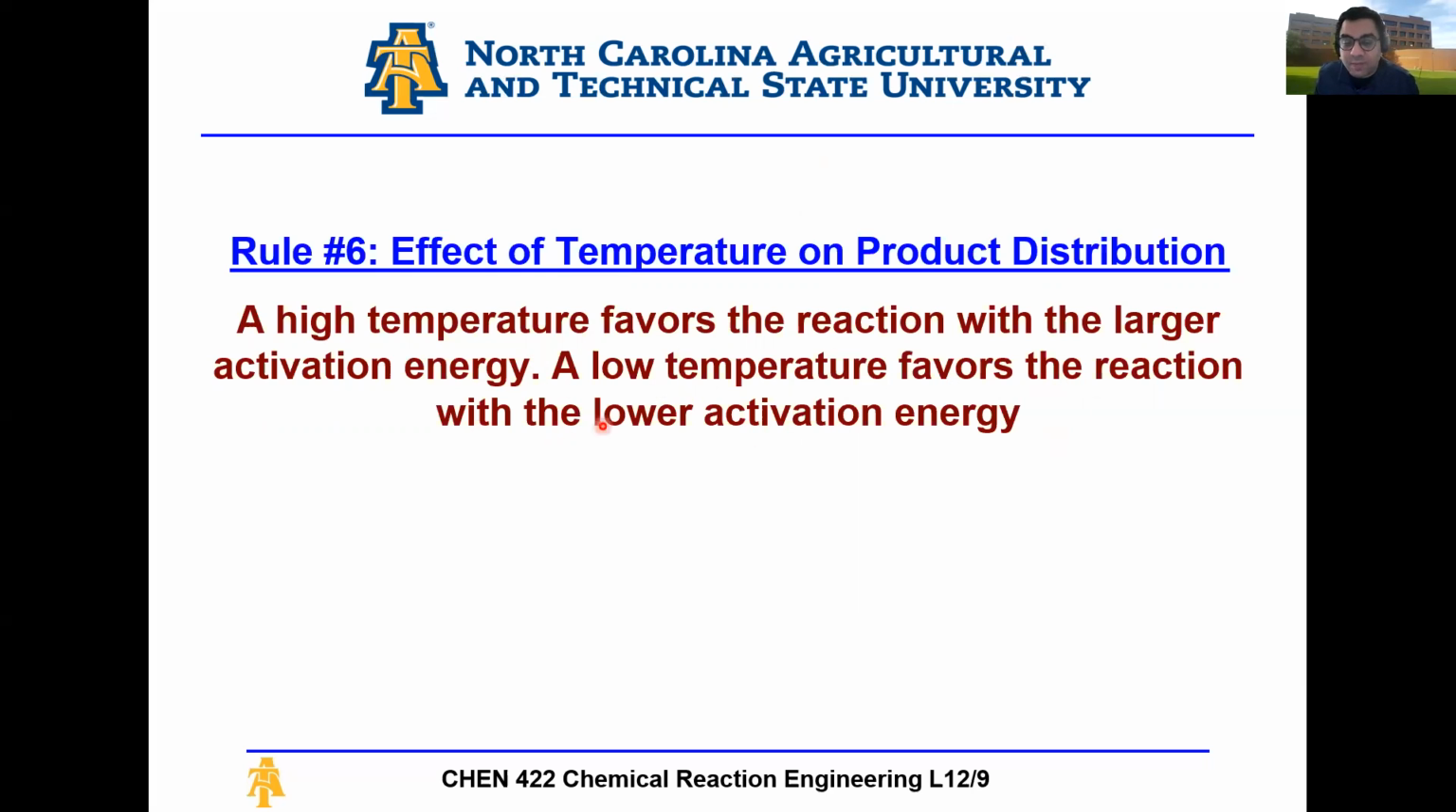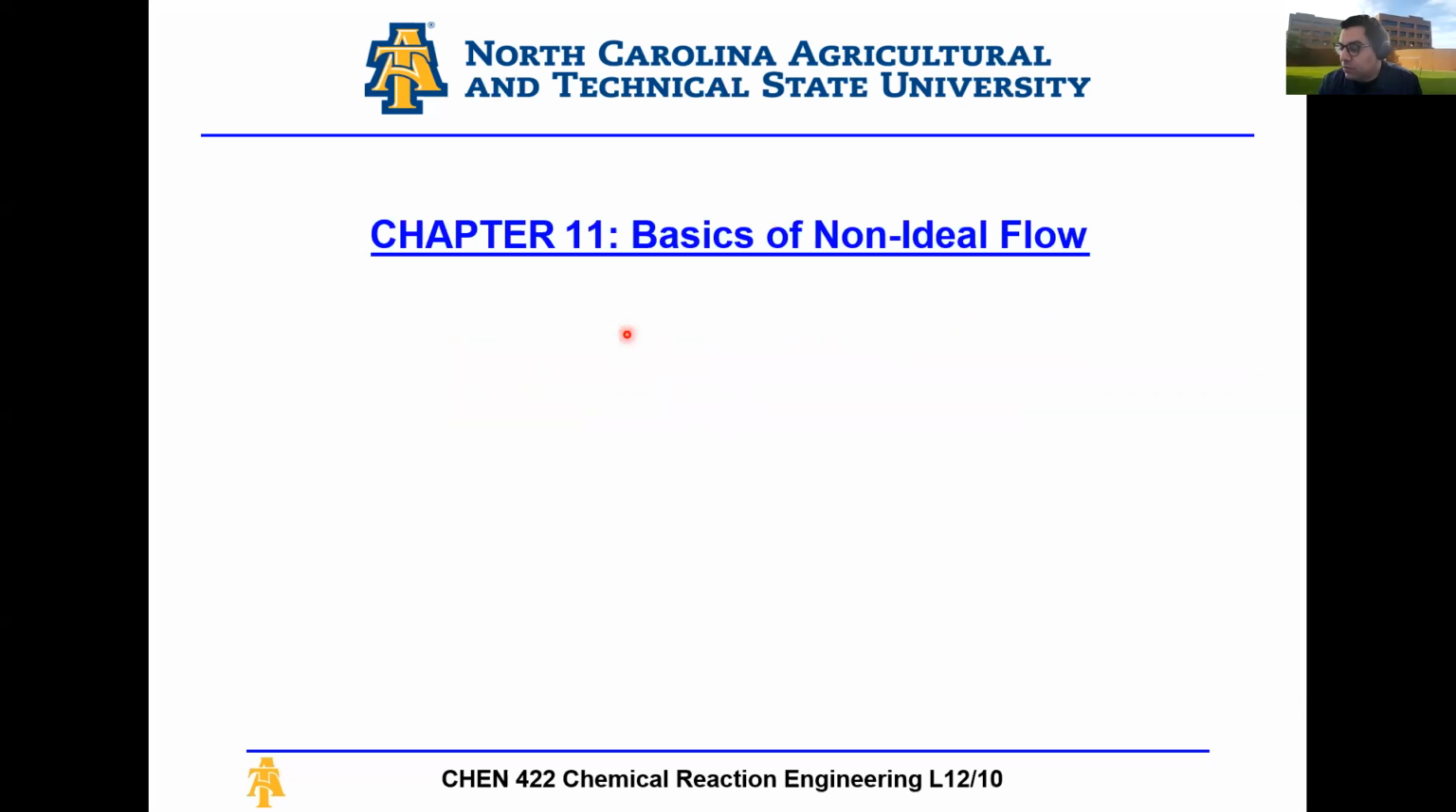If you're having a hard time seeing this mathematically, try to convince yourself, check your negative signs. But this is the trend you need to always keep in mind when trying to use temperature to your favor to control product distribution. Okay, so this is the end of chapter 10. Again, it's a very simple chapter, and even 11 is a short chapter. What I want you guys to do is read examples 10.1 and 10.2 from chapter 10. They have some interesting discussions, and they're simple examples, but they will refresh your memory on some of the topics we talked about. Okay, let's move on to chapter 11, and here we're talking about basics of non-ideal flow.